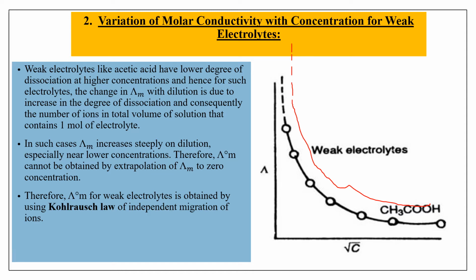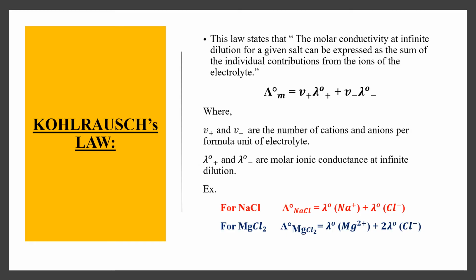We can't reach the infinite point for a weak electrolyte here, as the molar conductivity is steeply decreasing with the concentration. So to overcome this, the molar conductivity at infinite dilution for weak electrolytes is obtained by using Kohlrausch law of independent migration of ions. Now, what is Kohlrausch law?